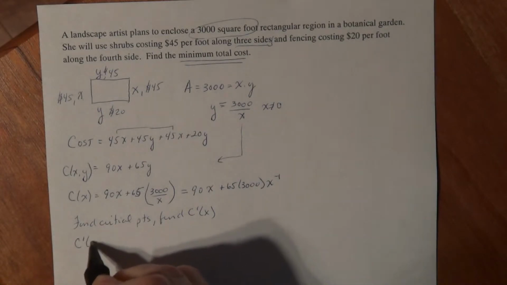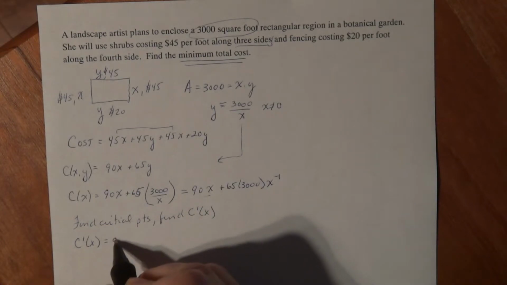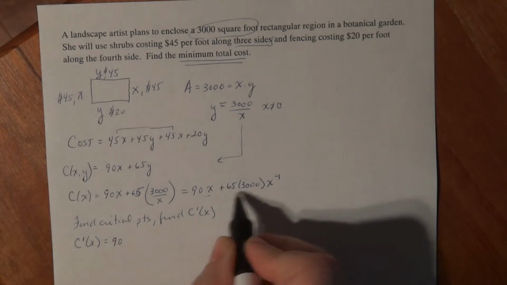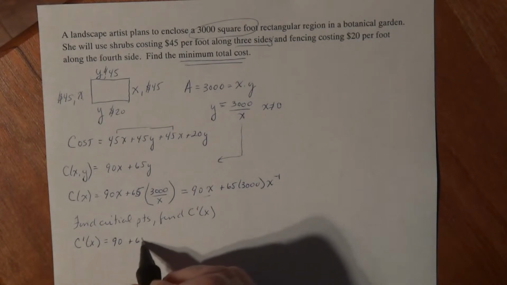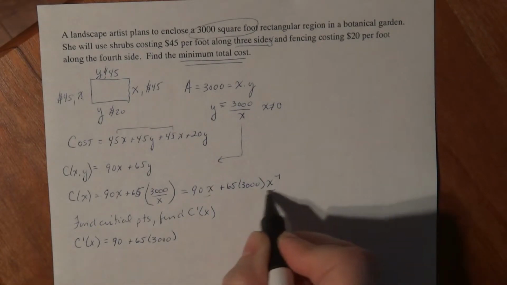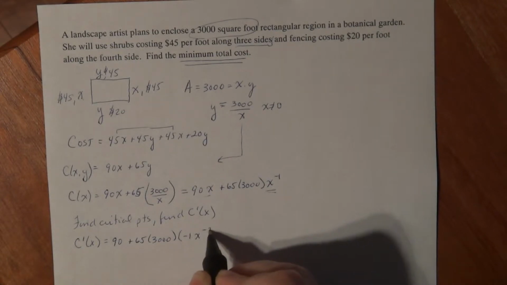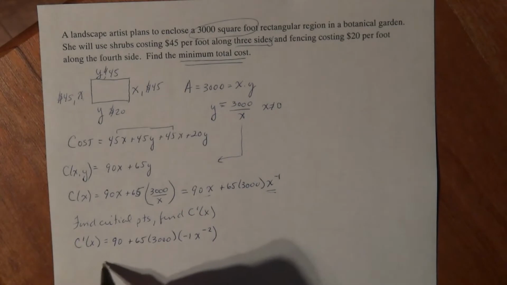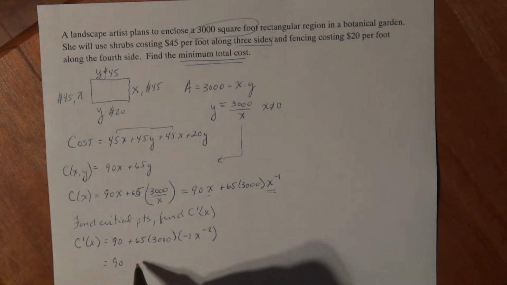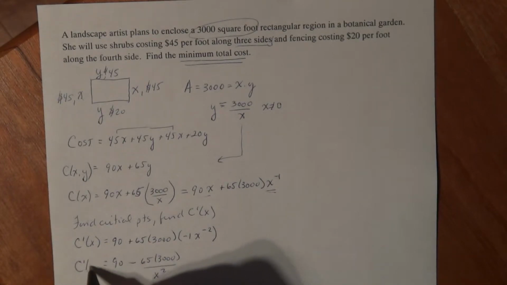So C prime of X, then, using the sum and difference rule, the derivative of 90X is just 90. The derivative of this, well, the constant multiplier rule says that I can write this down first. Then I take the derivative of this. Minus 1 for the exponent, minus 1 minus 1 is minus 2. Doing a little simplifying, 90 minus 65 times 3,000 divided by x squared. That's C prime.